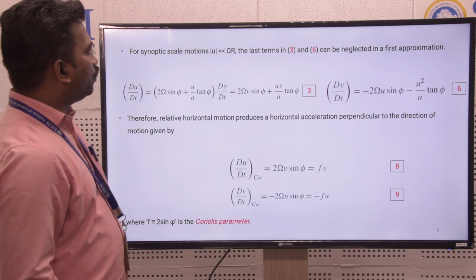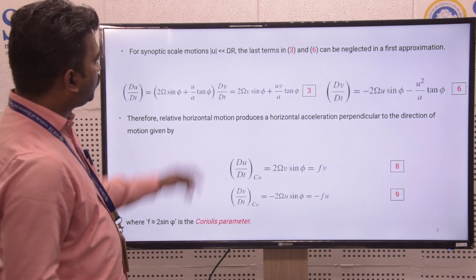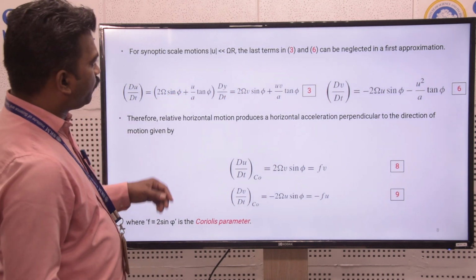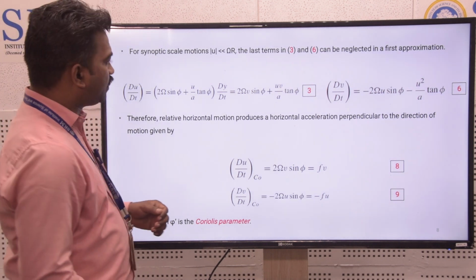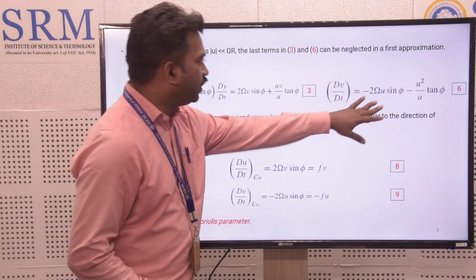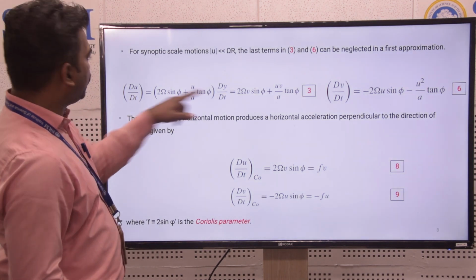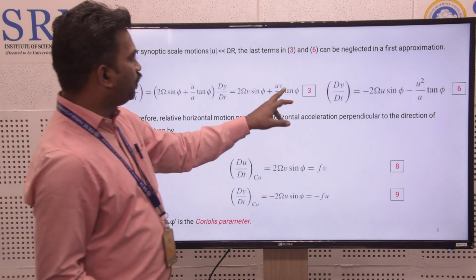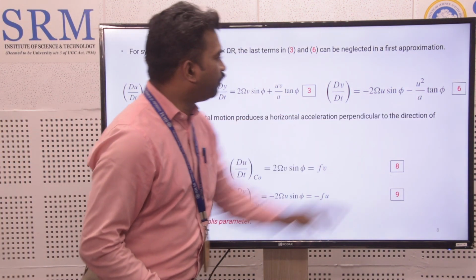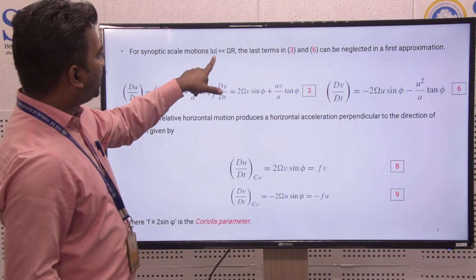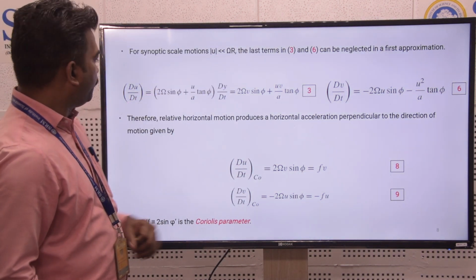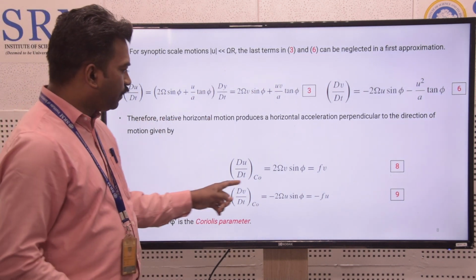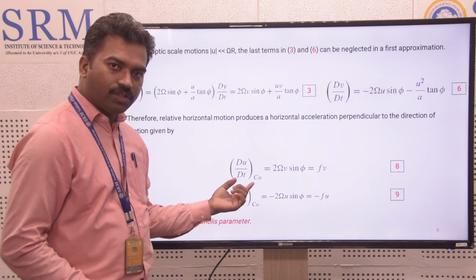For synoptic scale motions, we can understand that the zonal velocity is very much less than omega r. The last terms in equations 3 and 4, which are rewritten over here, equation 3 for du by dt and equation 4 for dv by dt, in both, the last terms uv by a tan phi as well as u square by a tan phi can be neglected when compared with omega r. So now these equations are reduced to du by dt.